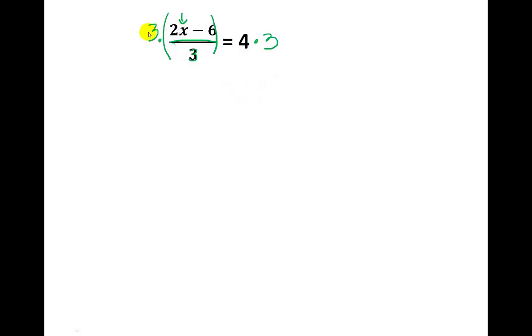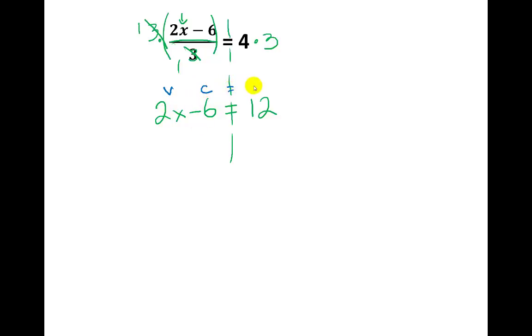But now that we have 3 times this, and it's all divided by 3, well, 3 divided by 3, that's just 1. So these can simplify into 1s, and any number over 1 is just a whole number. So all of this cleans up to be 2x minus 6. On the right side, we have 4 times 3. That is 12.